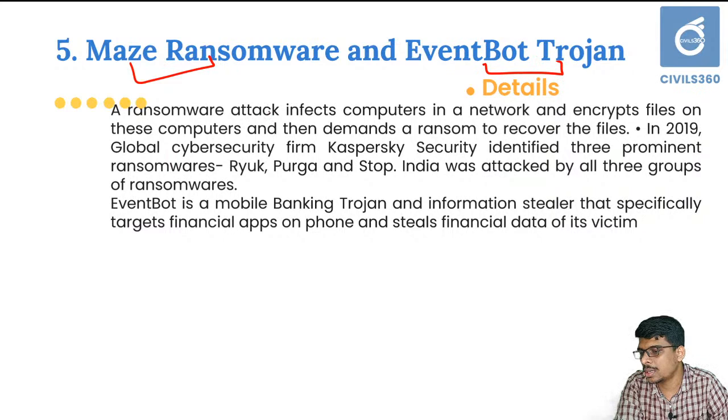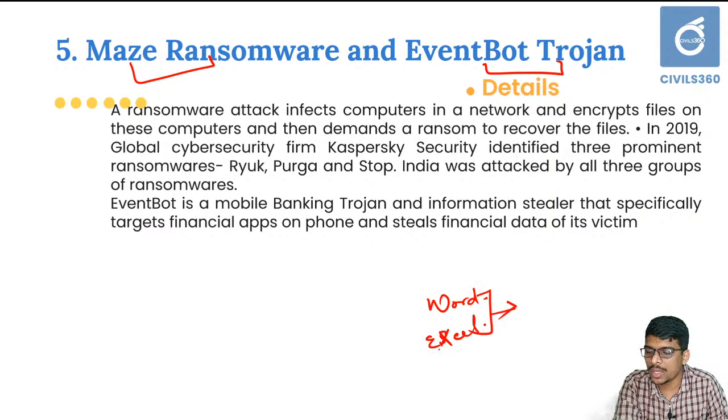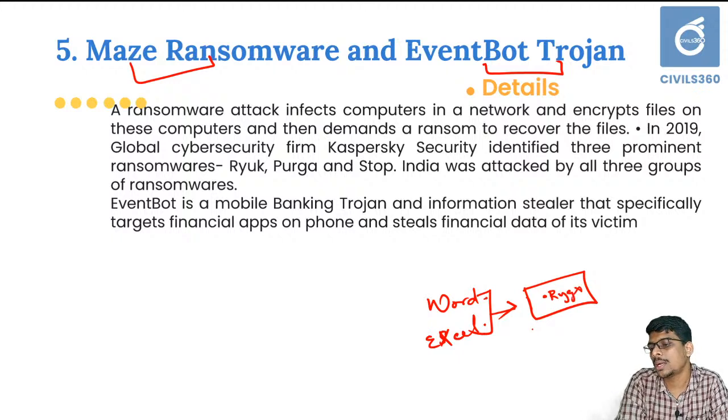The importance of Maze is that it is a ransomware attacking computers in a network. A ransomware attack infects computers in a network and encrypts files. For example, you have a Word file or an Excel sheet, and you have stored your data on the Excel sheet, and what happens is the ransomware will convert it into a non-accessible format, for example RYK. That is a format that will not be run by your system, and they will completely encrypt your files. To get these back, you will need to pay a certain ransom to the attackers. That is the basic of ransomware. Ransomware will attack the computers and will encrypt your data.